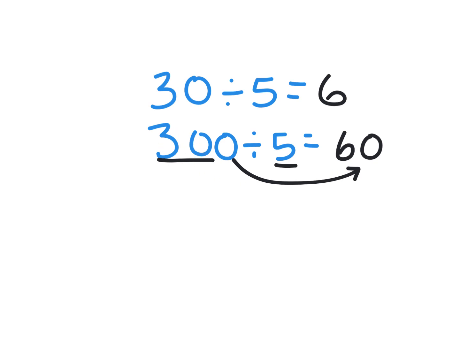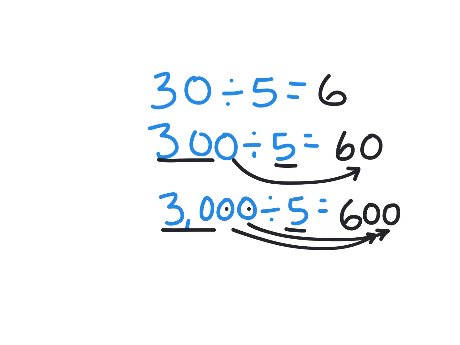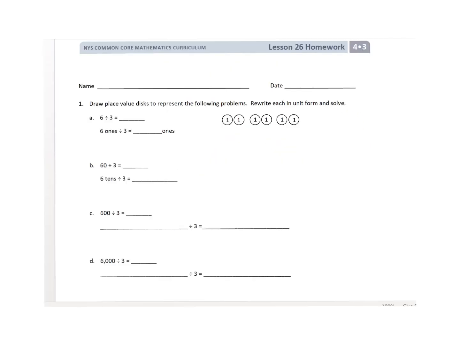If we were to bump it up one more and do 3,000 divided by 5, it's still 30 divided by 5 is 6, but there's 2 more zeros, so you throw 2 more zeros on the end. So you'll see a progression here in your work. Let's take a look at it.